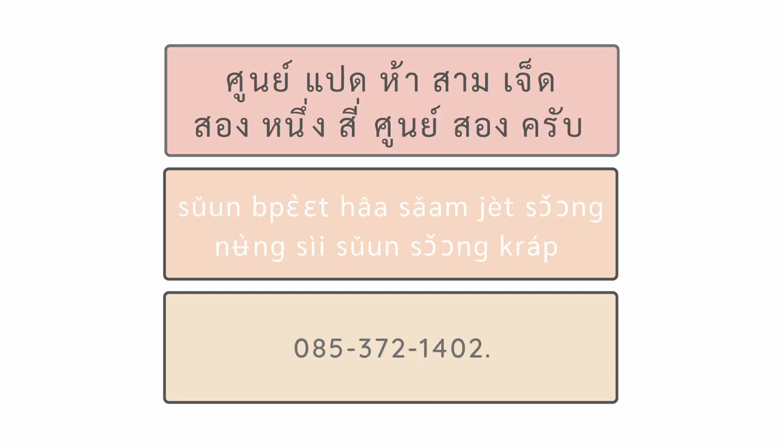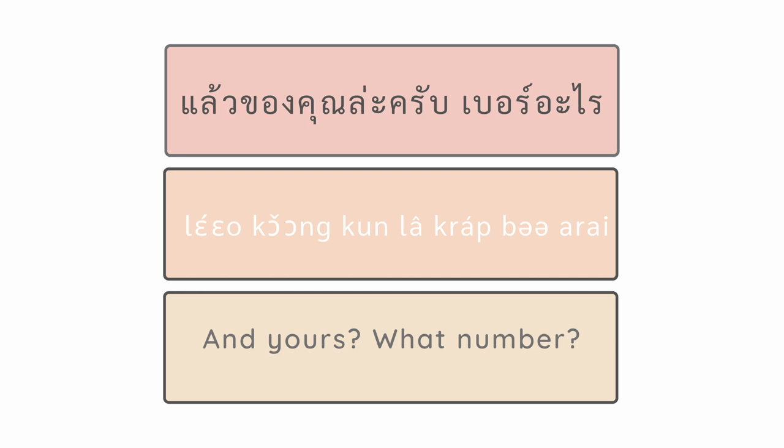085 สามเจ็ดสอง three seven two หนึ่งสี่ศูนย์สองครับ one four zero two. แล้วของคุณล่ะครับ and yours? คุณ you. ของคุณ yours. แล้วของคุณล่ะ and yours? เบอร์อะไร What number?